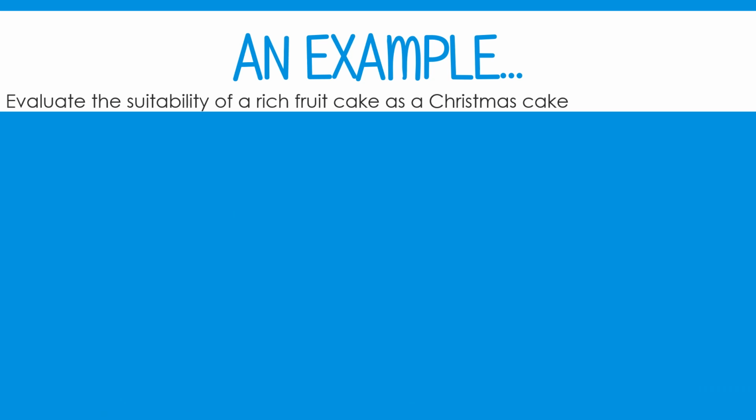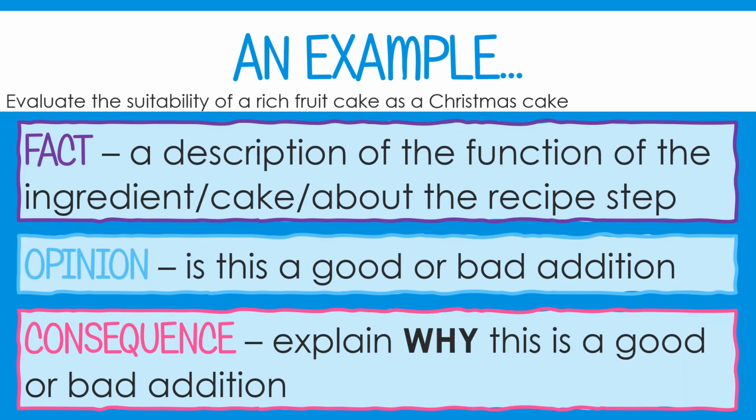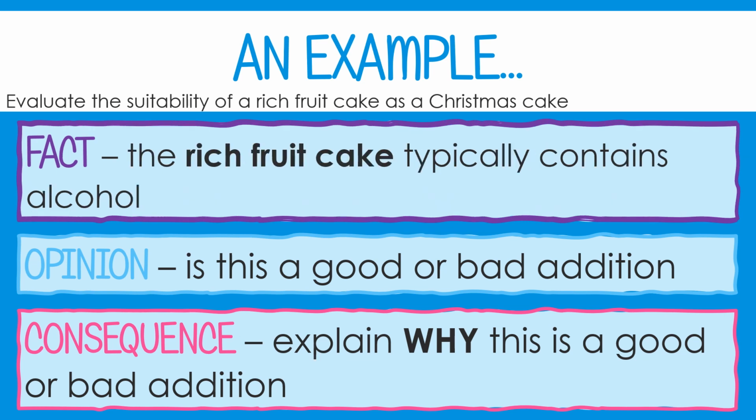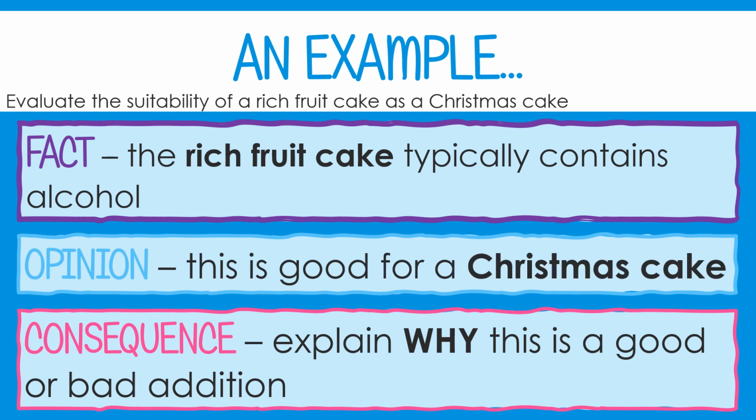So we have another example here. So remember, we're still giving a fact, an opinion and a consequence. So our fact is a short, snappy description. So we could be writing something along the lines of that a rich fruit cake typically contains alcohol. Our opinion, is this a good or bad thing? We're saying it's a good thing for a Christmas cake. So remember, we're being specific to the scenario in the question, which is all about Christmas.